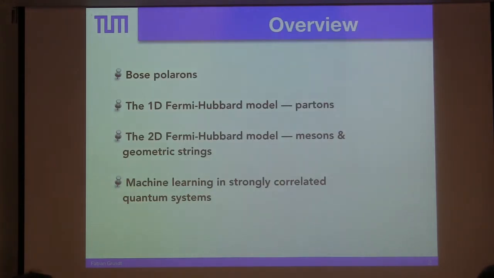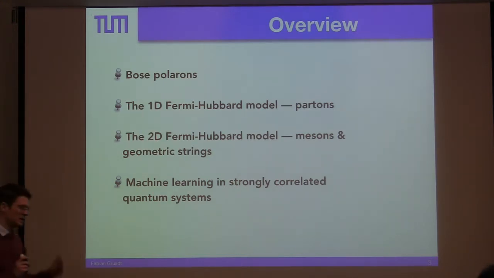Okay, and now to get started, this is the overview of my lecture. Today I'm going to talk about Bose polarons. Richard Schmidt already told you about these Fermi polarons, and here we're just going to look at impurities interacting with the surrounding bosons. I'll give you a brief idea of how we can solve these problems. And then I'll apply these Bose polaron problems to look at the 1D Fermi-Hubbard model in a little bit more detail.